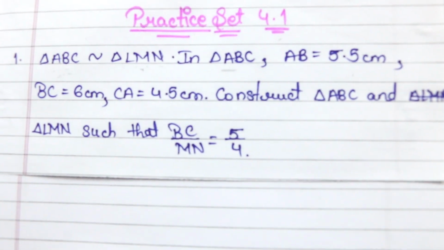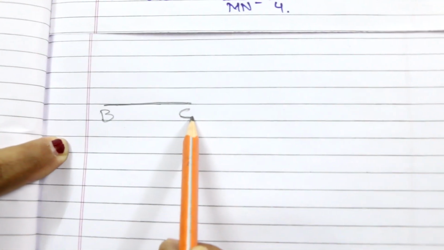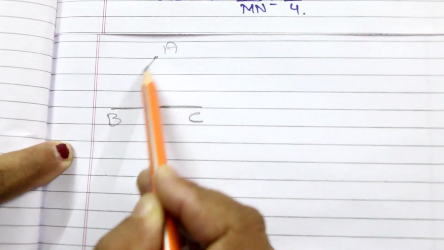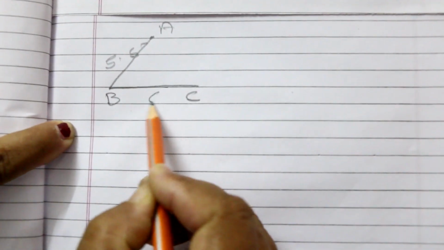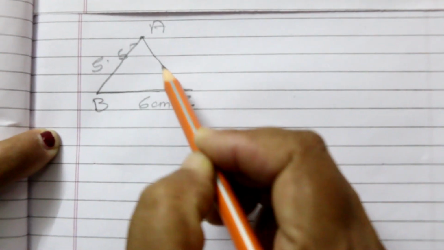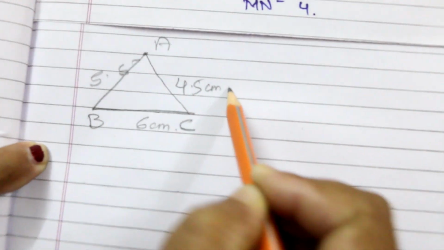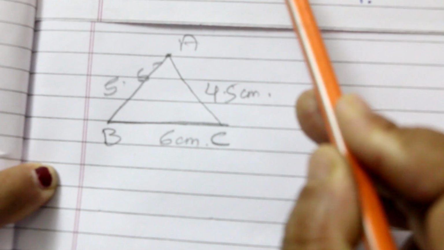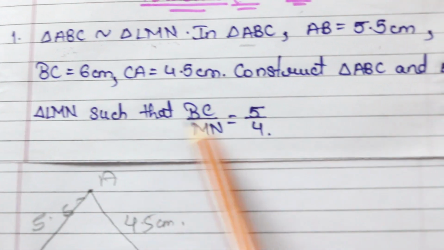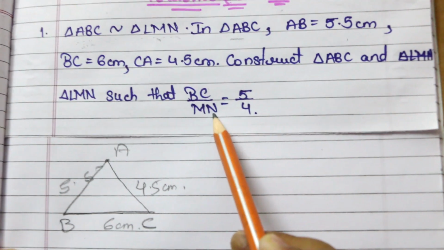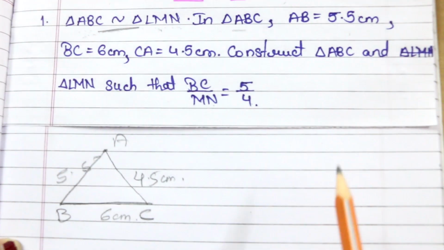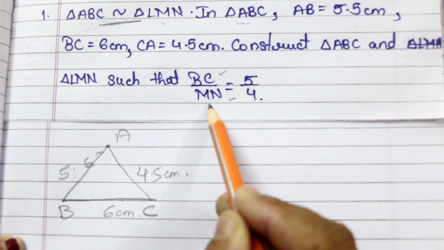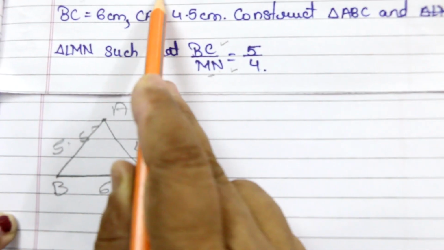Let us draw the rough diagram. This is BC. AB is 5.5. Let us take A here. AB is 5.5 and BC is 6 centimeter. AC is 4.5. So it is easy to construct triangle ABC. For triangle LMN, nothing is given. Only given is BC upon MN is 5/4. So we can use this information and we can find out the sides of triangle LMN.